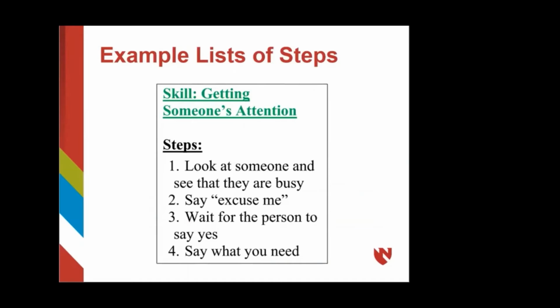Next, here's some examples of making lists of steps. So if a learner does better by reading or having a list to reference, making a list or a visual aid to list the instructions can be very beneficial. So we'll go through a few of those. So some steps for getting someone's attention: looking at someone and you see that they're busy. The next step would be saying, excuse me. Then you wait for the person to respond and say yes and indicate that they heard you say excuse me, and then you say what you need from them.